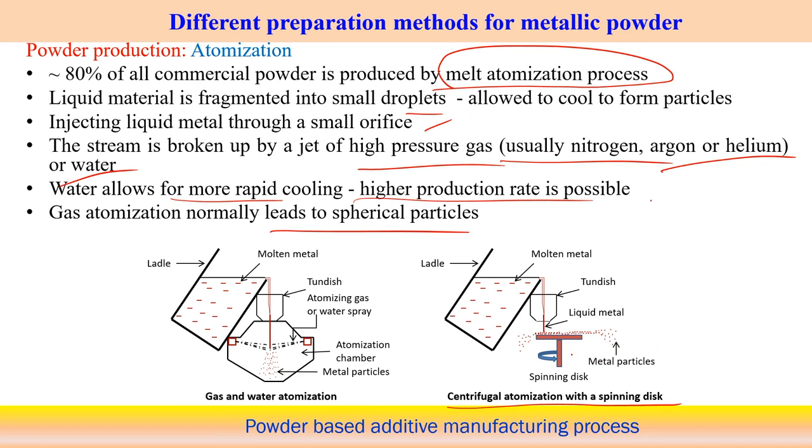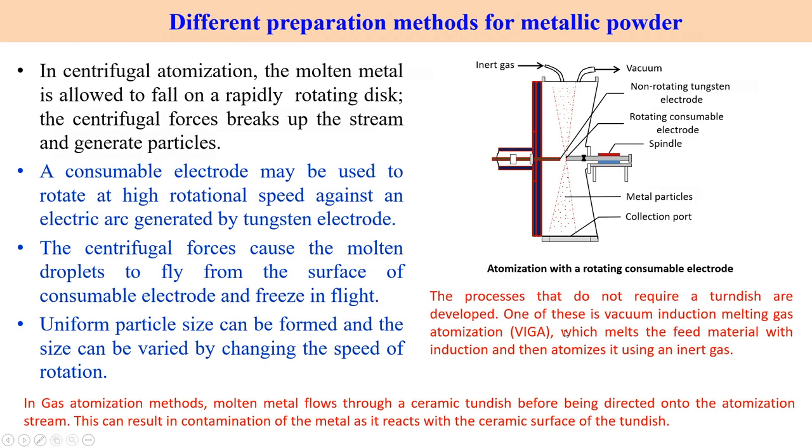When the spinning disc rotates at a very high speed, the liquid metal interacts with it. The liquid metal is converted to particles because of the centrifugal action of the spinning disc, so it is called centrifugal atomization with the spinning disc. In this case the molten metal falls onto the rapidly rotating disc, and the centrifugal force breaks it into a stream of smaller particles. These are the centrifugal atomization.